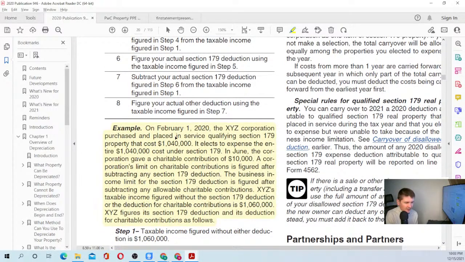So for example, if some corporation purchases and places in service qualifying Section 179 property with a cost of 1,040,000, so that's the maximum deduction. It elects to expense the entire 1,040,000 cost under Section 179. In June, the corporation gave a charitable contribution of 10,000. The corporation's limit on charitable contributions is figured after subtracting any Section 179 deduction. The business income limit for the Section 179 deduction is figured after subtracting any allowable charitable contributions.